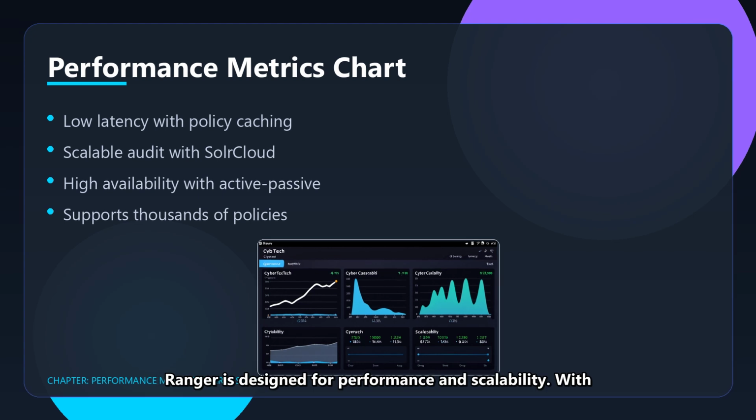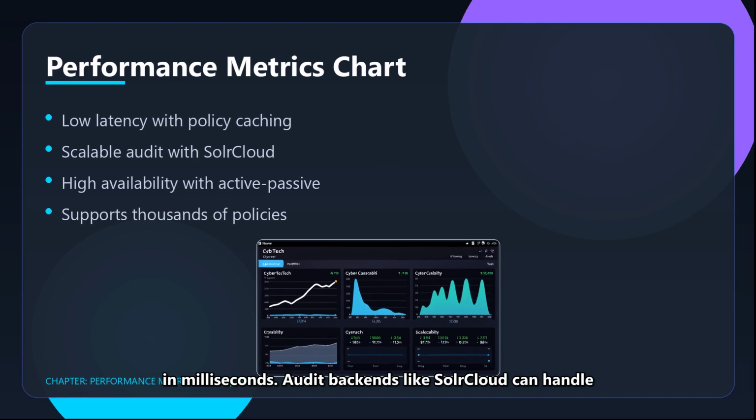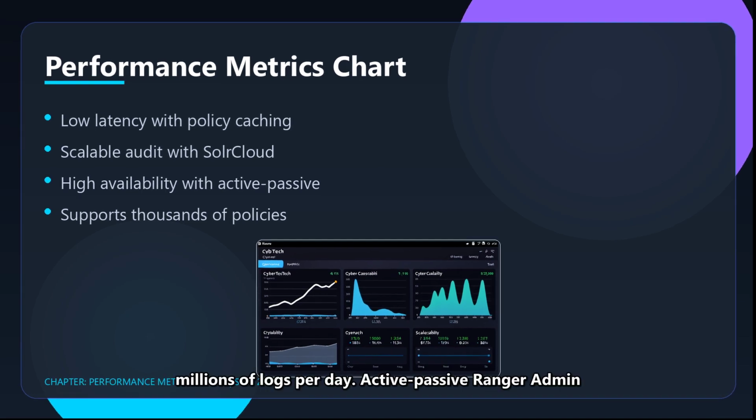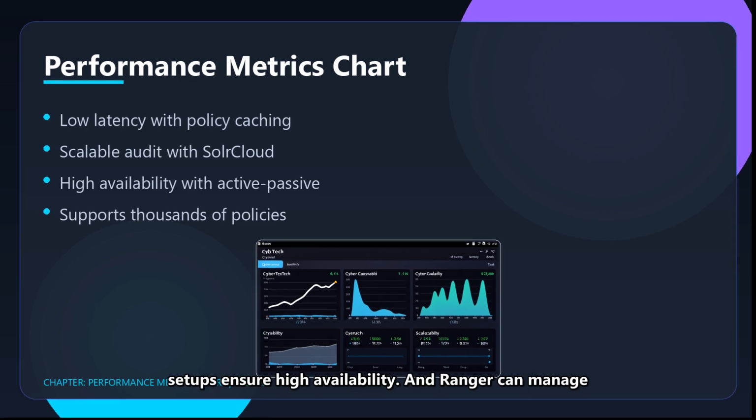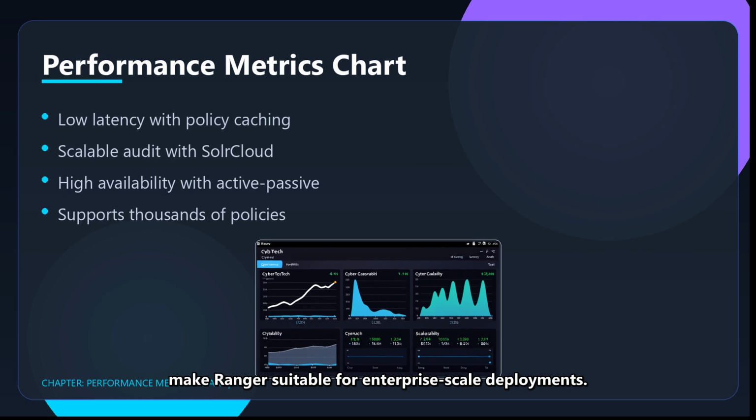These logs are stored in scalable systems like Solr or Elasticsearch for fast search and analysis. Ranger is designed for performance and scalability. With policy caching and plugins, access decisions are made in milliseconds. Audit backends like Solr Cloud can handle millions of logs per day. Active-passive Ranger admin setups ensure high availability, and Ranger can manage thousands of policies without performance degradation. These metrics make Ranger suitable for enterprise-scale deployments.